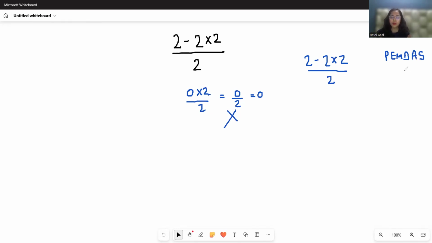So in this expression, parenthesis and then this division. According to PEMDAS, you have to handle the parenthesis, and inside the parenthesis we have subtraction. So 2 minus 2 times 2 is 4, by 2. Now we have to do subtraction. 2 minus 4 is minus 2, by 2, which is equal to minus 1. So this is the correct answer of this fraction.